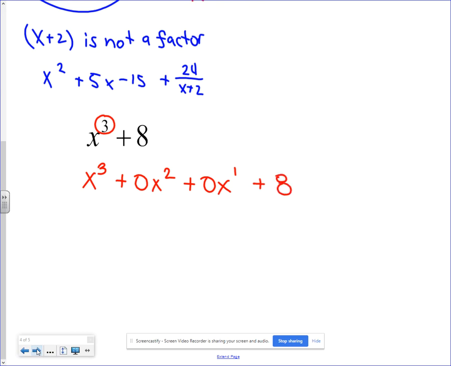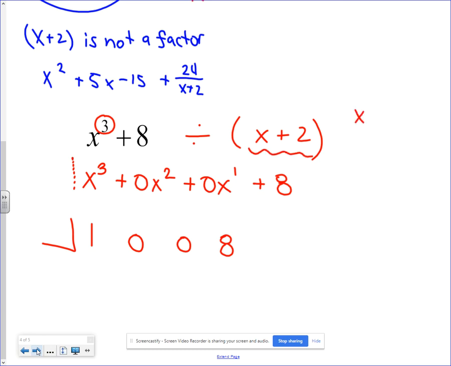So when I use synthetic division, let's list out the coefficients. So remember, there's a 1 here in front of the x cubed. So we got 1, 0, 0, and 8. Put my box over here. Remember, what am I dividing this by? I'm dividing it by x plus 2. So what goes into the box? The value of x that makes this expression equal to 0. So take x plus 2 set equal to 0, minus 2 on both sides, you get x equals negative 2. So I want to put negative 2 in my box.